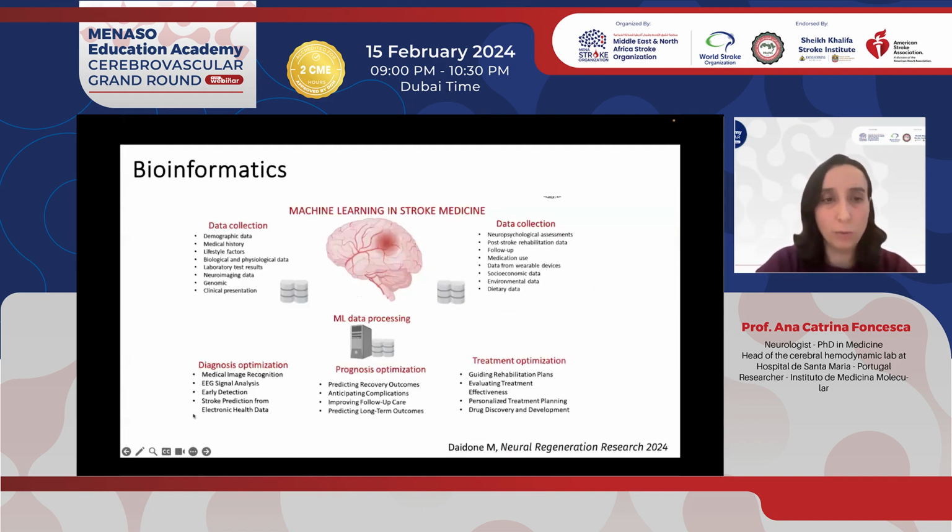Another thing that we are going to need in order to analyze all of this data is bioinformatics. You're going to need to cooperate with a bioengineer. Bioinformatics is important in order to analyze all of this data, but also for data collection. It can hypothetically extract information automatically from the patients' records. And the idea is that it may be useful to optimize the diagnosis, to optimize the prognosis, to collect the data, and also to optimize the treatment.